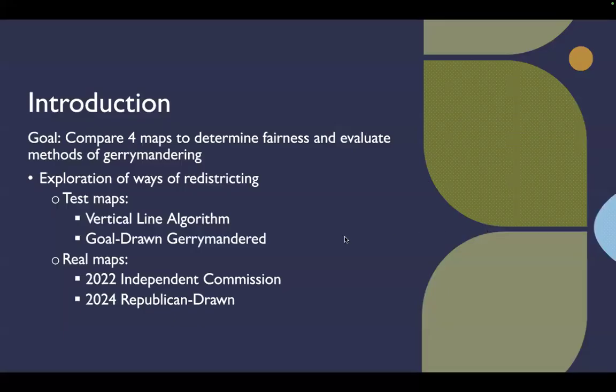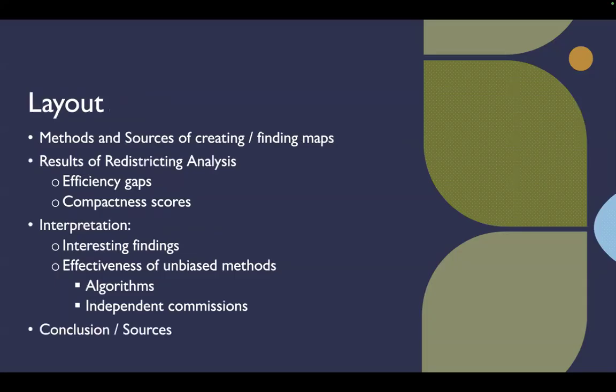Hi, our group chose gerrymandering in the redistricting of North Carolina. For this project, our group sought to analyze four maps of North Carolina and compare the degrees of fairness between each map. We chose two test maps and two real maps. In our layout, we have different methods and sources for creating and finding those maps, and we interpreted our data through the efficiency gaps and compactness scores and then outline a conclusion.